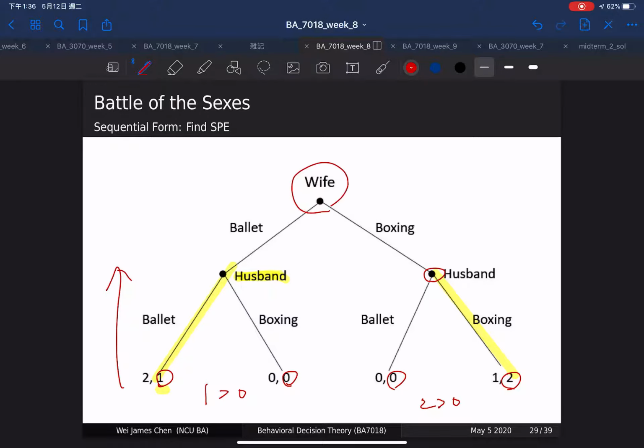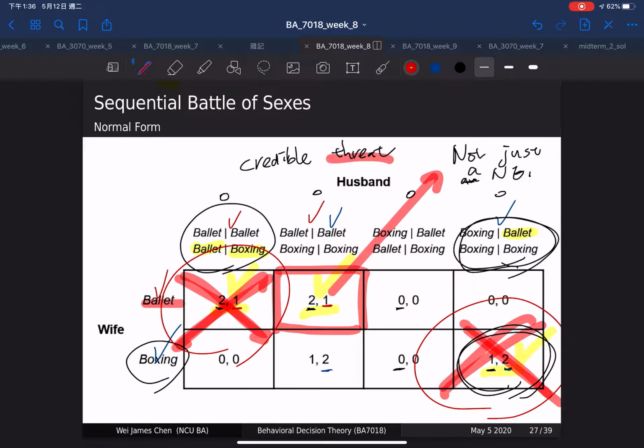And now the wife is considering what to do. The wife knows that if she chooses ballet, the husband will go this way. If she chooses boxing, the husband will go this way. So she's choosing between 2 and 1. Which one is bigger? 2. So she chooses this way. So this is how you find it; now you basically find this one.